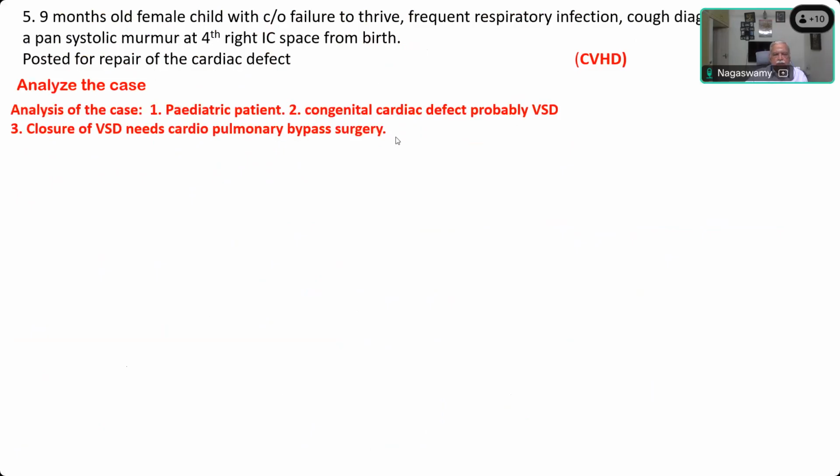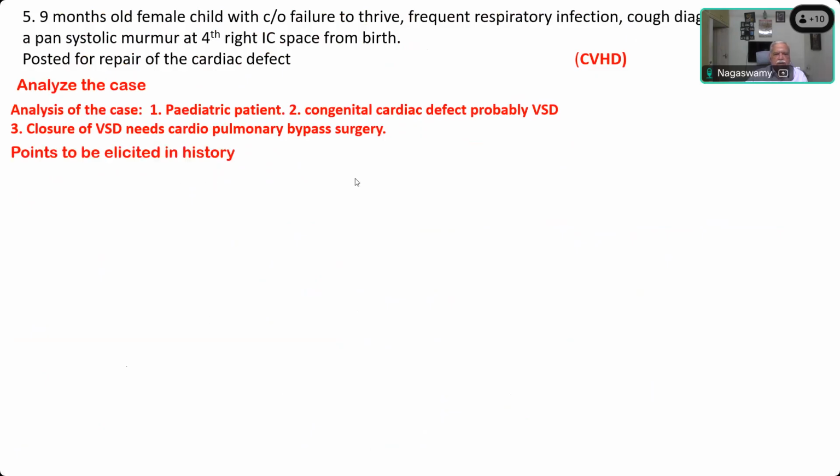So of course we can try the interventional procedures nowadays, but if it is a large defect, it will definitely require an open heart surgery. So it may have to go for cardiopulmonary bypass surgery. These are all the problems in this case.